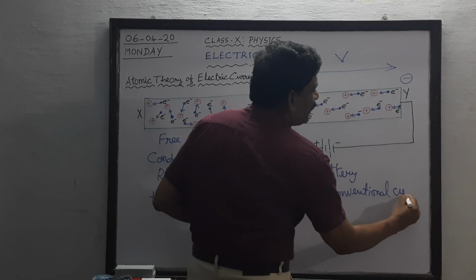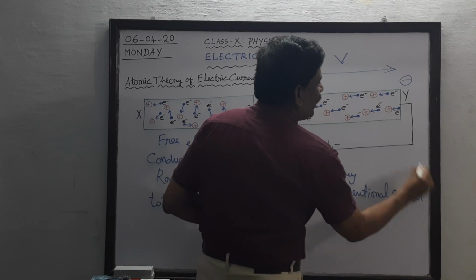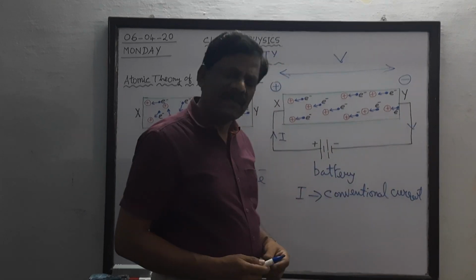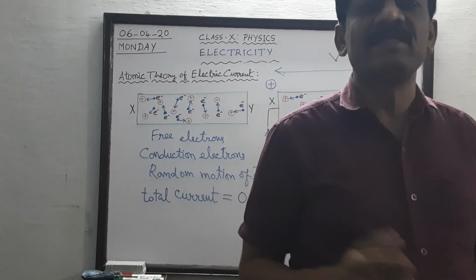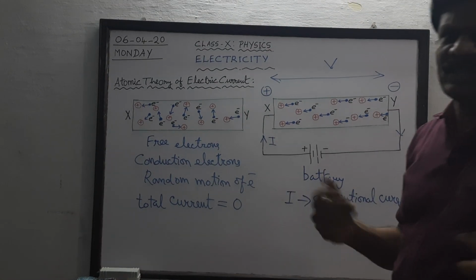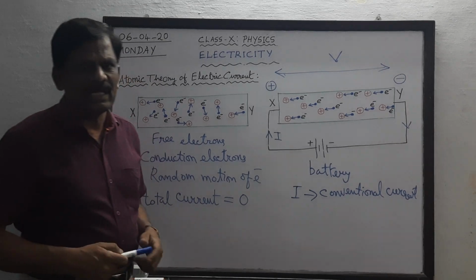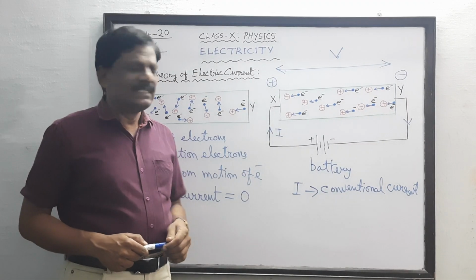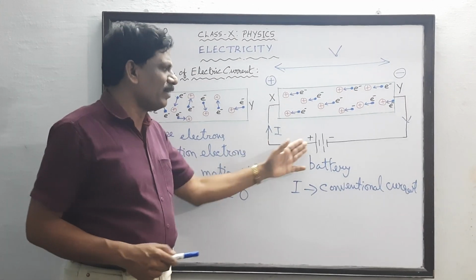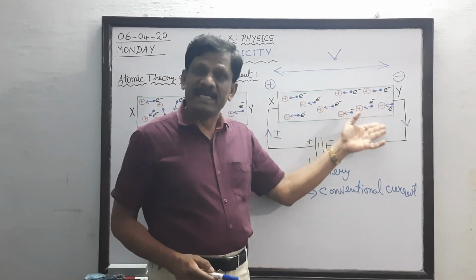Okay, but actually, can the positive charges flow? Can the positive charges come out of the nucleus and flow through the conductor? No chance. Then this is by convention. During the invention of current, it was assumed that it is flowing from the positive terminal to the negative terminal.